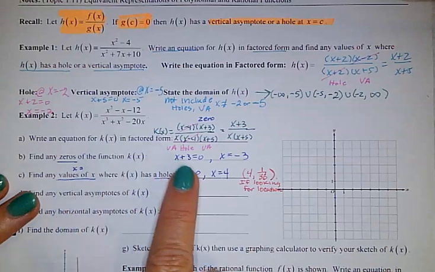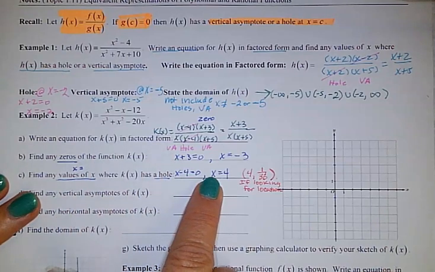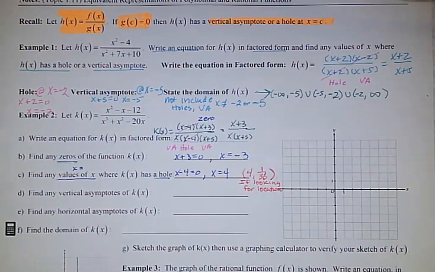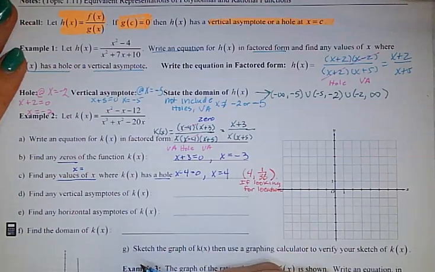So if it's just the x value of the hole, our answer is going to look like this. If it asks you to locate the hole, then it's going to look like this. So we're just making sure you're reading carefully and paying attention to what the question is asking.